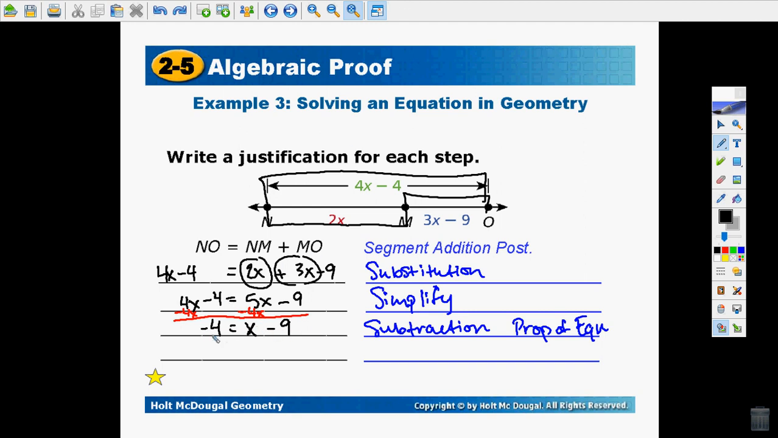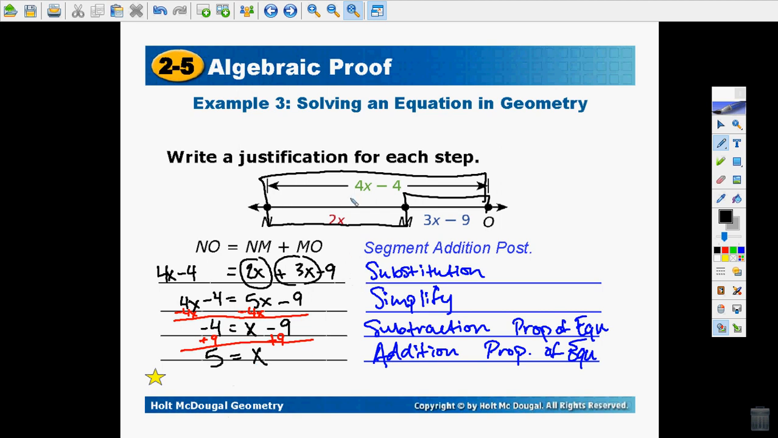Okay, so now I have negative 4 equals x minus 9. What would I do to solve this? I would actually add the 9 over, because x is on the right, so I need to move numbers over here on the left. And I'm adding 9. What is that called? When I add the same number on both sides of the equal sign, that would be addition property of equality. And after I add, I'm going to simplify this to x equals positive 5.